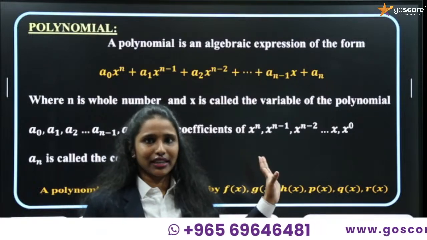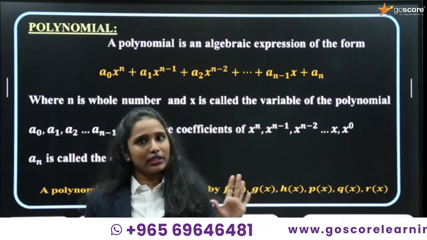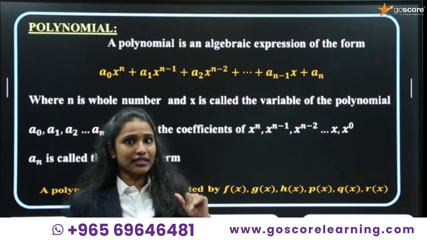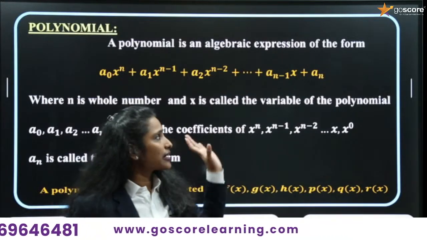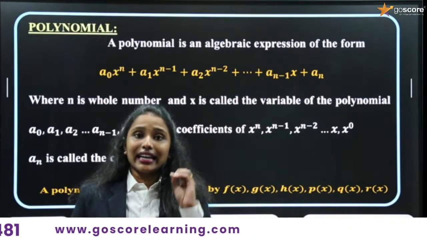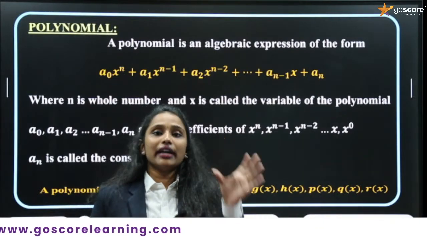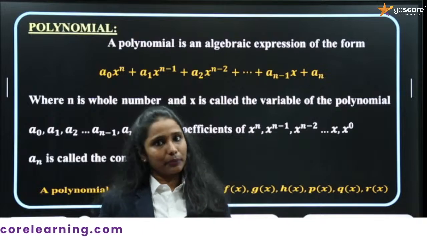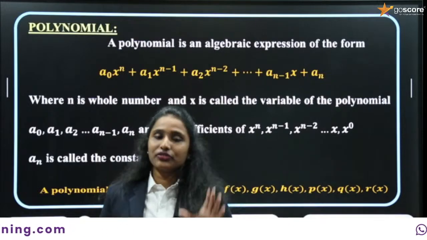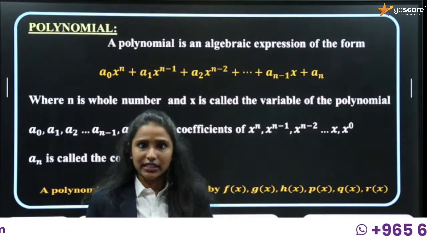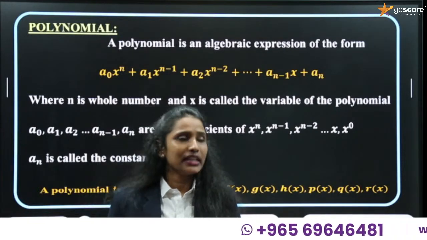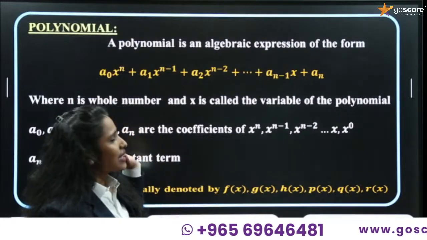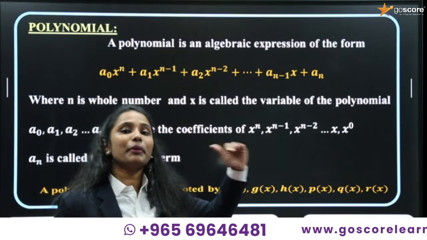Don't find it difficult. If it is p of x, a polynomial in x, then it's an algebraic expression in x in which the power of the variable should be a whole number. If the power of a variable is negative or a fraction or decimal, anything like that, then it's not a polynomial. So a polynomial is an algebraic expression in which the power of the variable is a whole number.